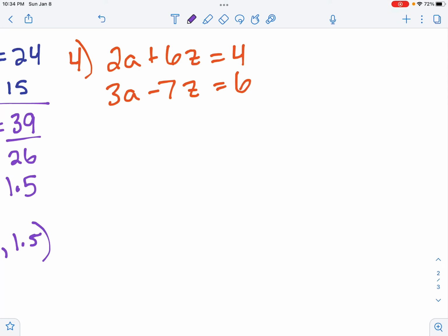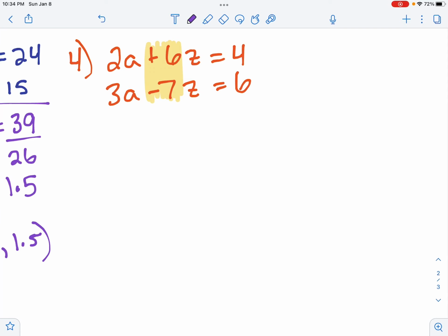So if I look at the Z's, I have 6 and negative 7. What can I multiply those by to become the same number? Well, they both go into 42. I could multiply literally by each other. So that's what I'm going to do. They already have the opposite sign, so I don't need to worry about that. So I'm going to multiply the top equation by 7 to get 42, and the bottom equation by 6 to get 42.